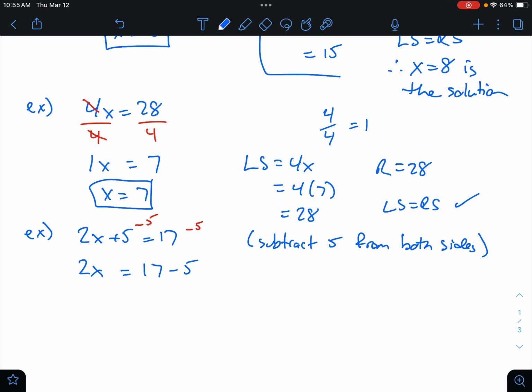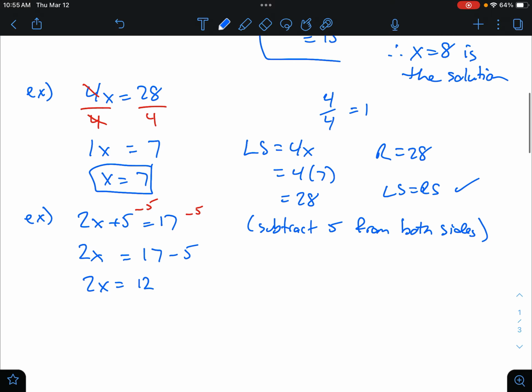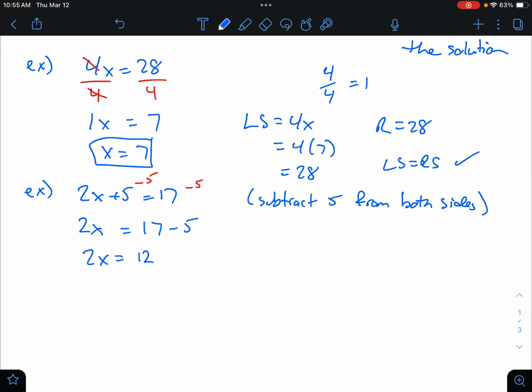And what I would do at this stage is I would actually simplify the right side. 17 minus 5, I can do that right now. That's just a number. So that's going to become 2x equals 12. Now this question is sort of like the one that was above it, right? I've got this coefficient. So this 2 in front of the x, this thing right here, this is called a coefficient.